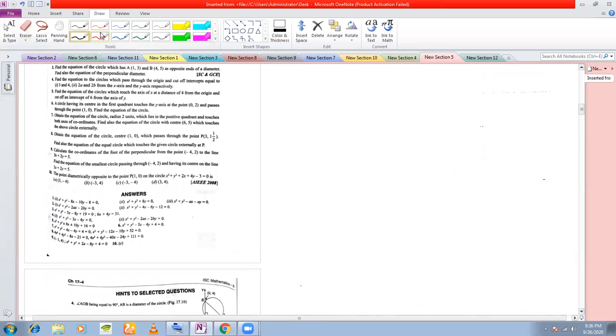Fine. So let's see. Let us say the circle looks something like this. Center C is given to you as 1, 0 and it passes through the point P(3, 3 by 2), which can also be written as 1.5. So this is one point through which it passes. So what is the radius of this circle? It is the distance between C and P.